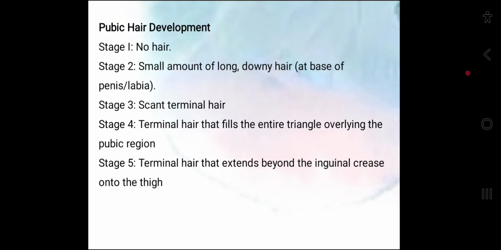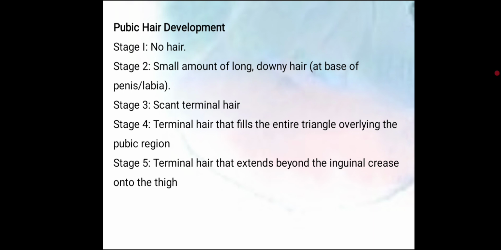Regarding pubic hair development, in stage 1 there is no hair, the pre-pubertal stage. In stage 2, there is a small amount of long downy or vellus hair. Downy hair is light-colored, short, and fine. In stage 3, there is scant terminal hair. Terminal hair differs from vellus hair in that it is darker, coarser, and longer. In stage 4, terminal hair covers the pubic region, while in stage 5, the adult form, the terminal hair extends beyond the inguinal crease and into the thigh.